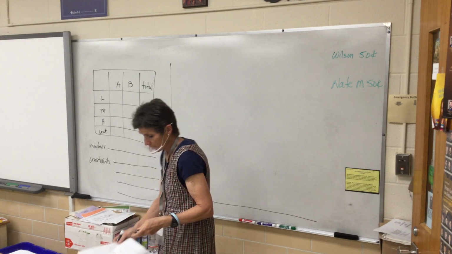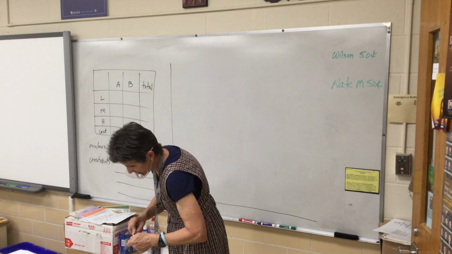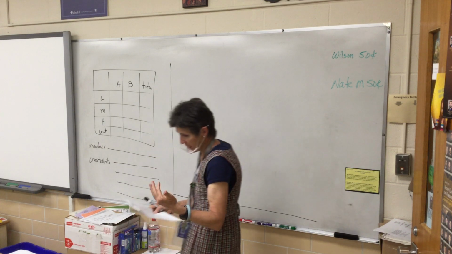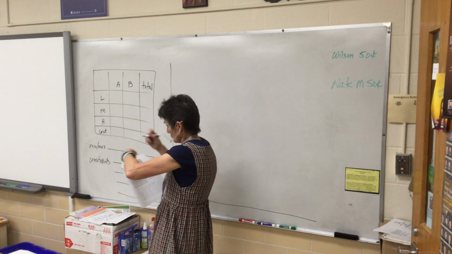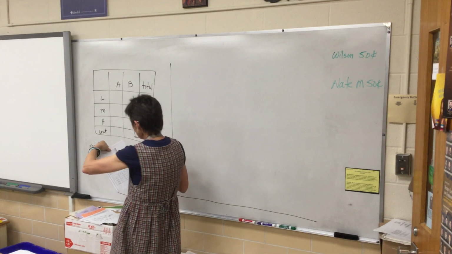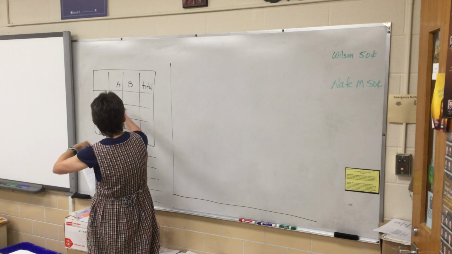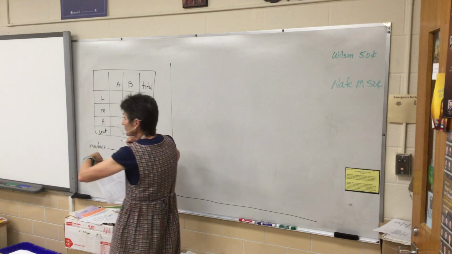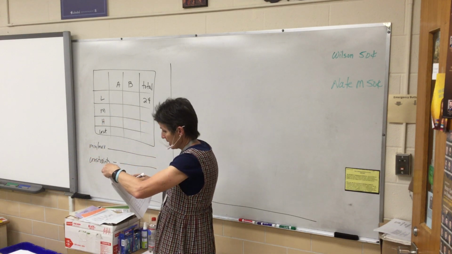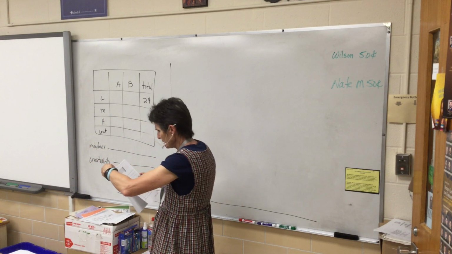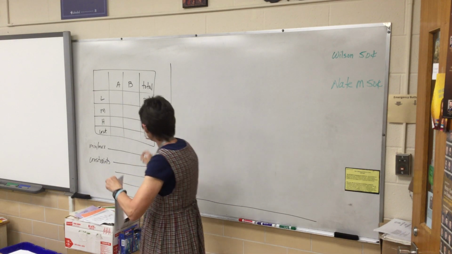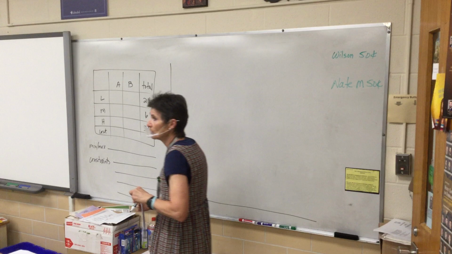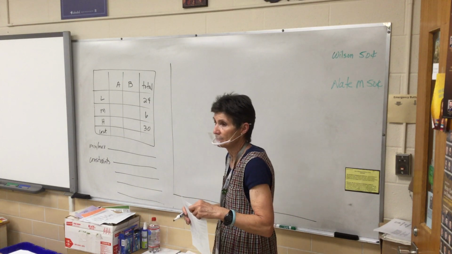Okay, I'm just reading through the problem, and the first number I see is 24. Where does that go? 24 is the total low grade. You okay with that? And then 6 is medium, and 30 is high. Everybody good with those three numbers, placement of those three?